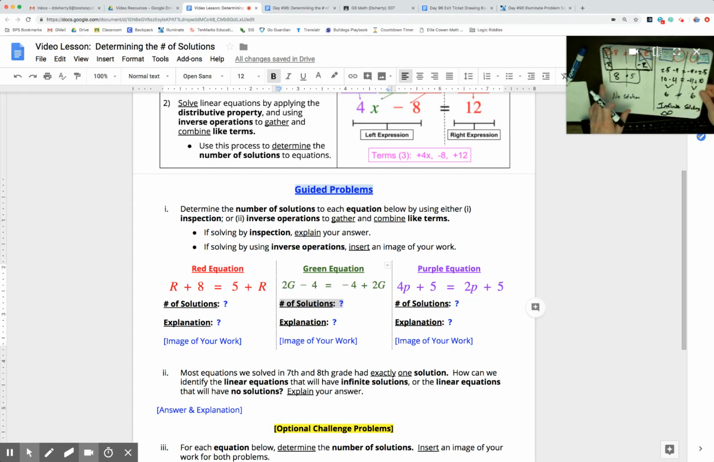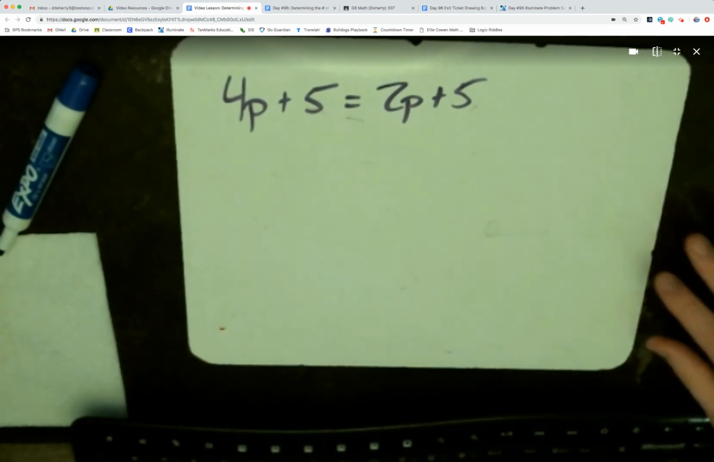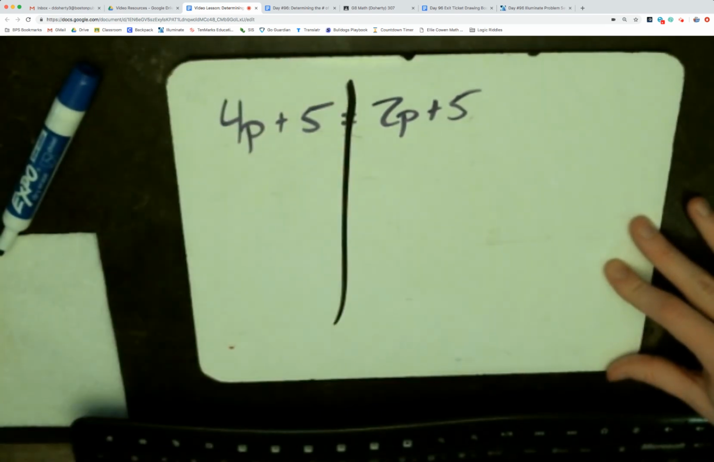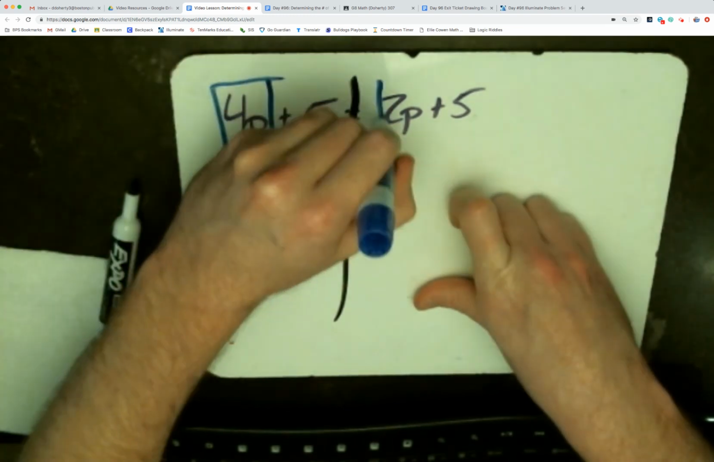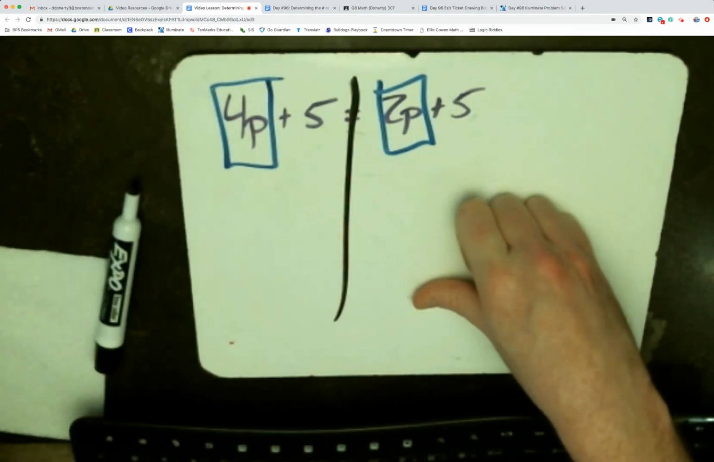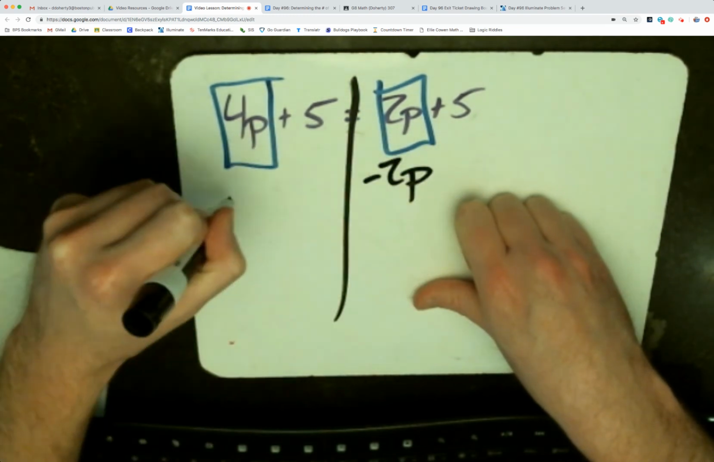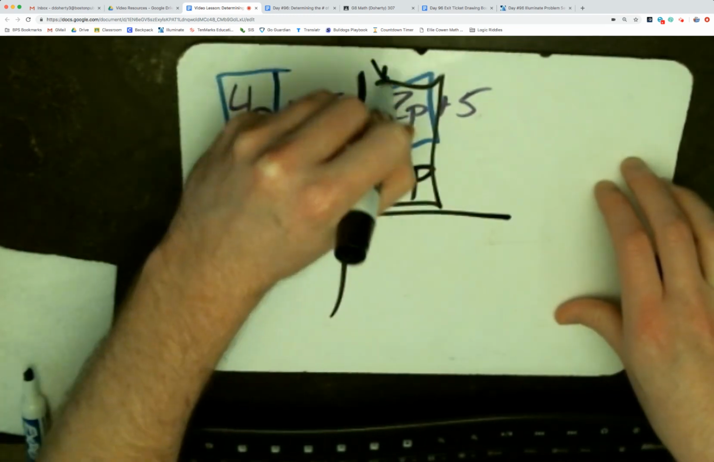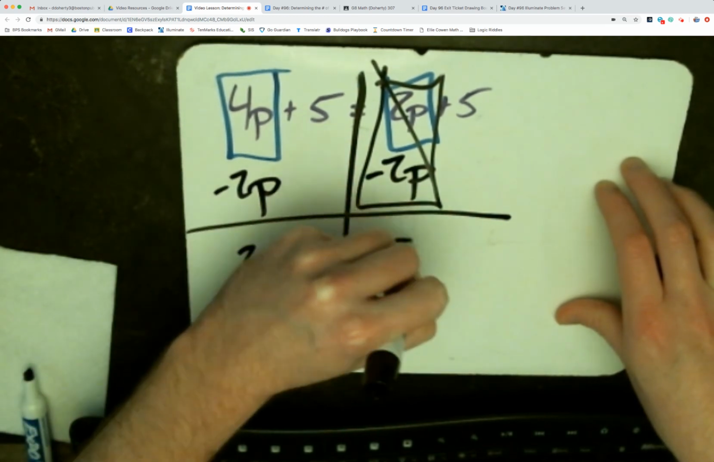The last equation we're going to take a look at, I'm running out of time on the video, sorry for this, is the purple equation. 4p plus 5 equals 2p plus 5. Here we're going to notice the variable terms on opposite sides of the equation do not have the same coefficient. This is not going to be an example of no solutions or infinite solutions. When I try to gather these variable terms, the p's eliminate on one side but not the other. 2p plus 5 equals 5.